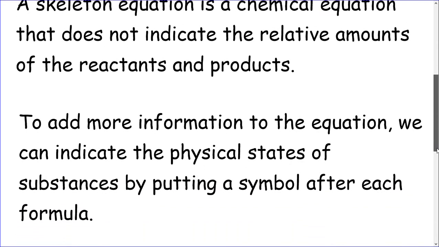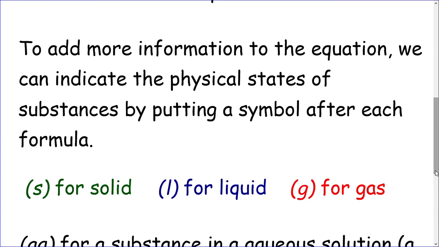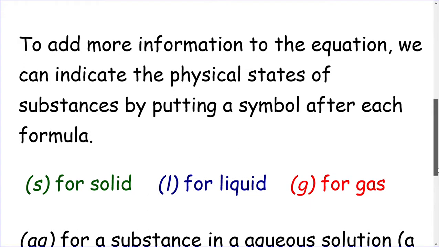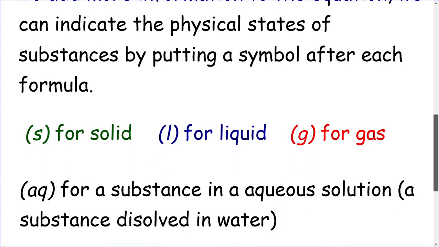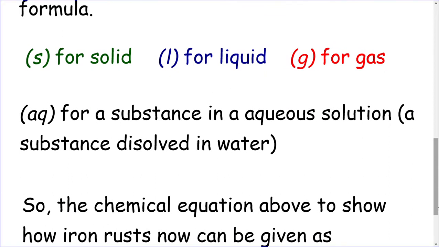To add more information into the equation, we can introduce the physical states of substances by putting symbols after each one. You'll often see an S for solid, an L for liquid, or a G for gas, normally lowercase and written after each element or compound in italics. You'll also come across AQ, which stands for aqueous, for a substance that's dissolved in water.